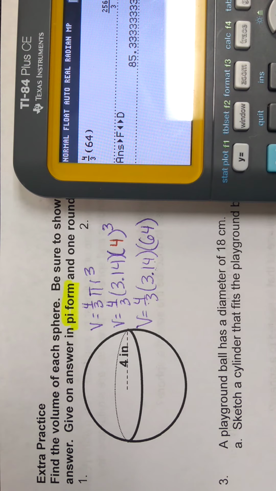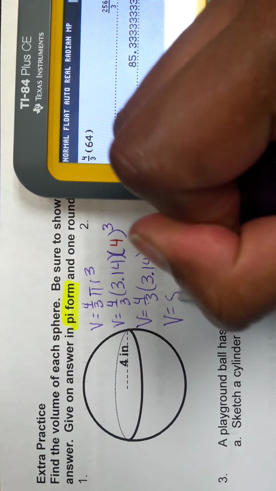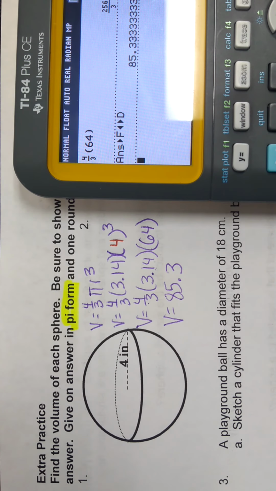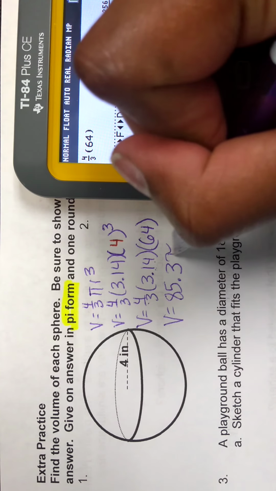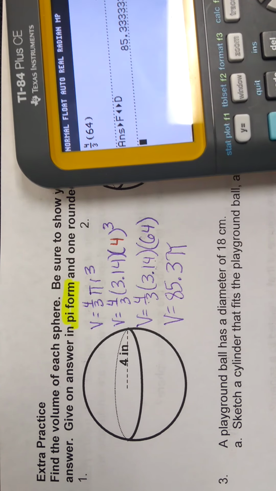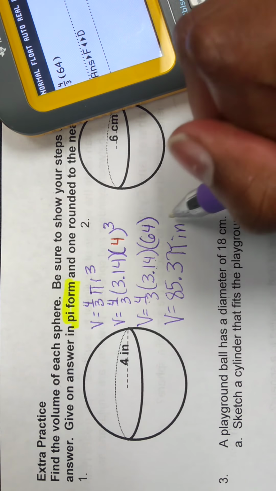So according to my calculator, my answer in terms of pi, V equals 85 and 3/10. I rounded to the tenth. Pi. Don't forget, 85 and 3/10 becomes a coefficient, essentially, and essentially pi becomes your variable. And label your answer cubic inches.